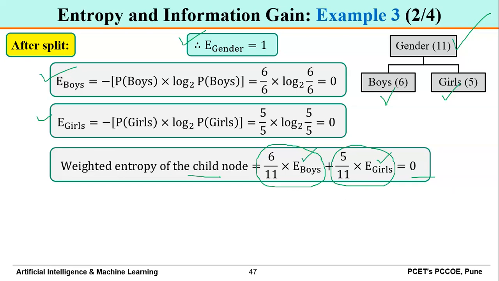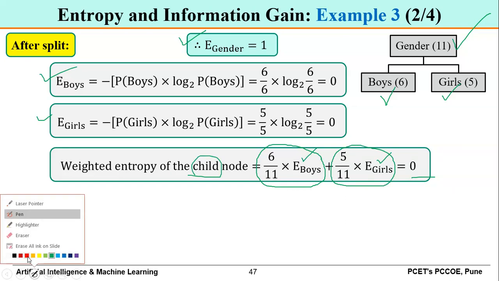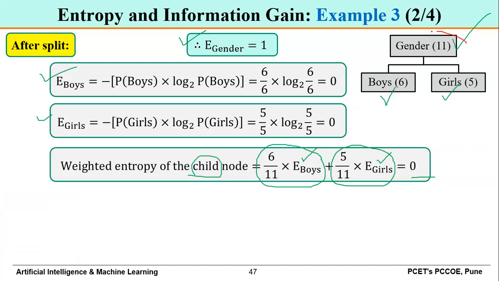Why are we calling it a child node here? Because whatever top node we get is called the parent node, and whatever nodes are available at the lower end, we call them child nodes. So sometimes, instead of boys, girls and gender, we can call the top node the parent node and the lower level nodes the child nodes. So the weighted entropy we got is 0.